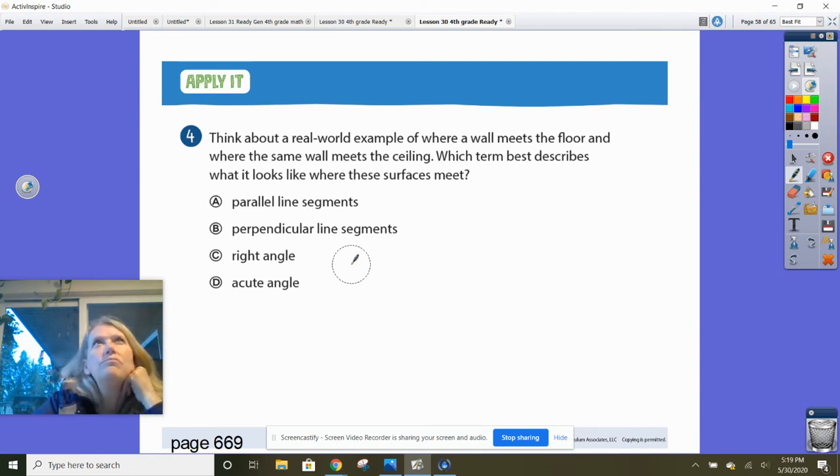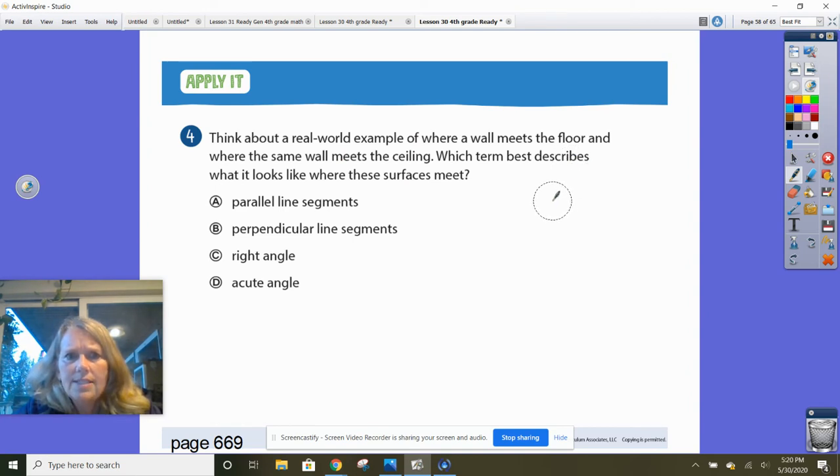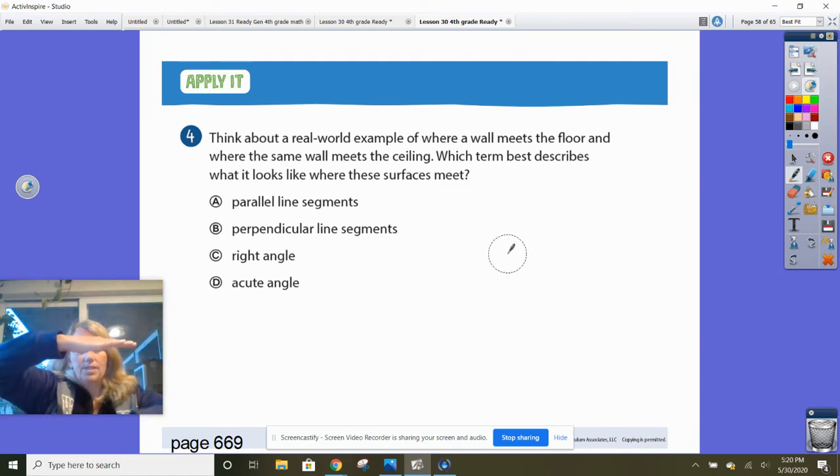Looking up and looking at it, you see the lines go across and the lines go down. Think about a real-world example where the wall meets the floor and that same wall meets the ceiling. Which term best describes what it looks like where these 2 surfaces meet? So where one meets here and one meets here, that would probably be parallel line segments.